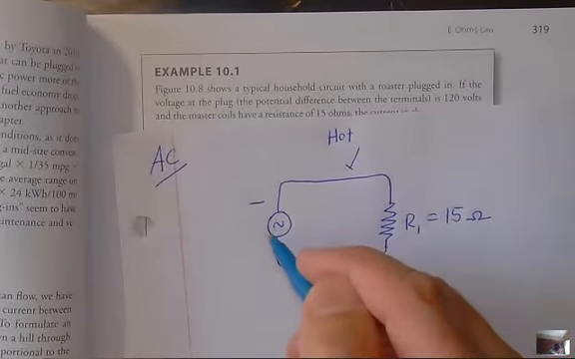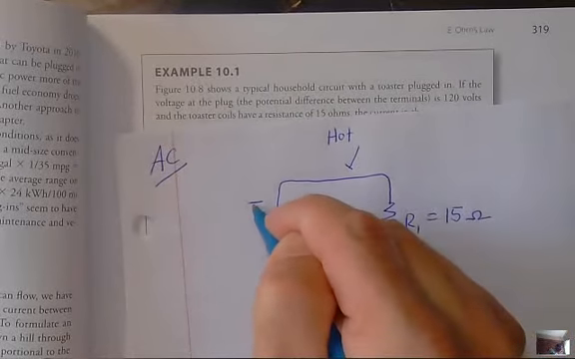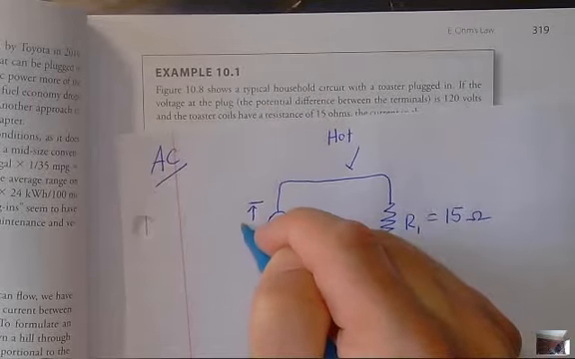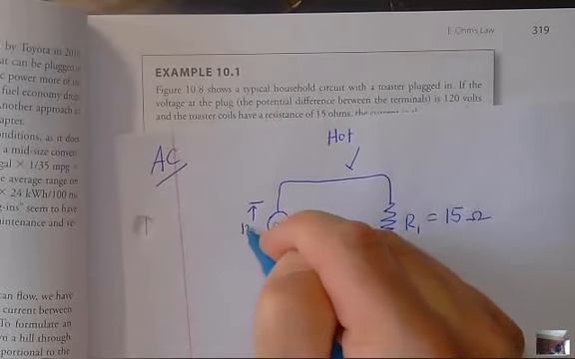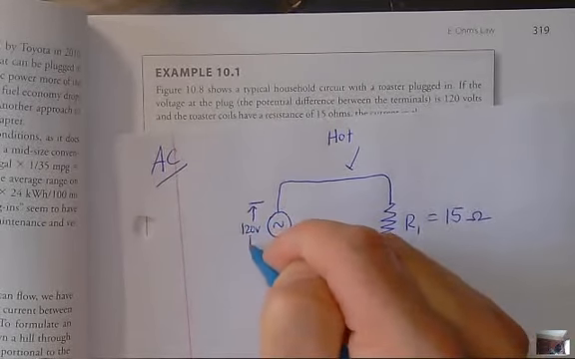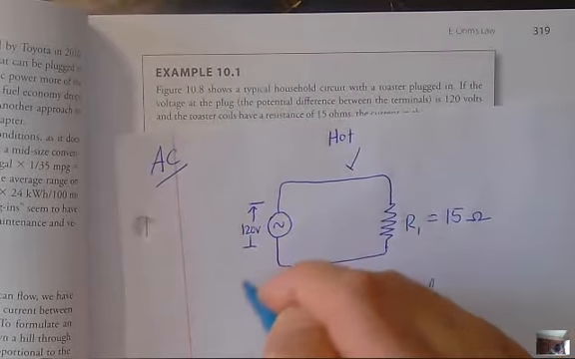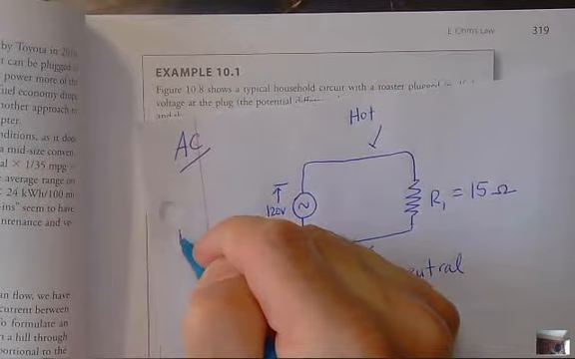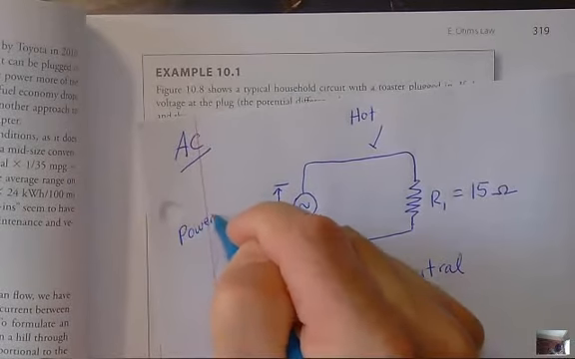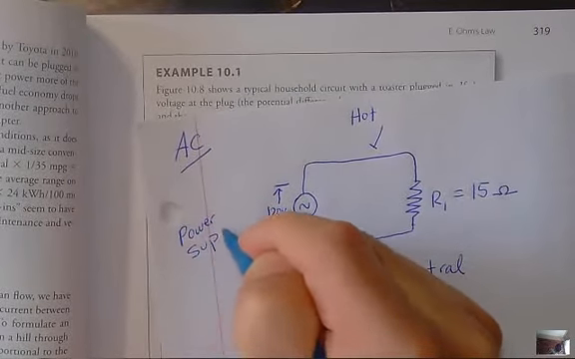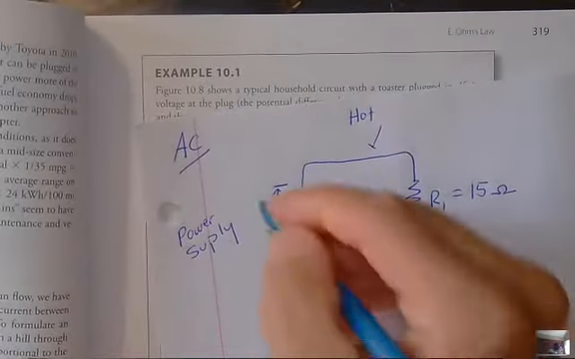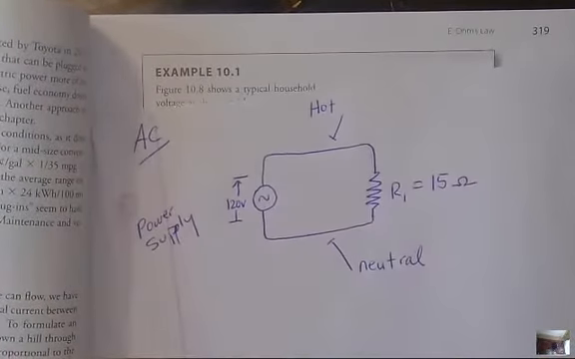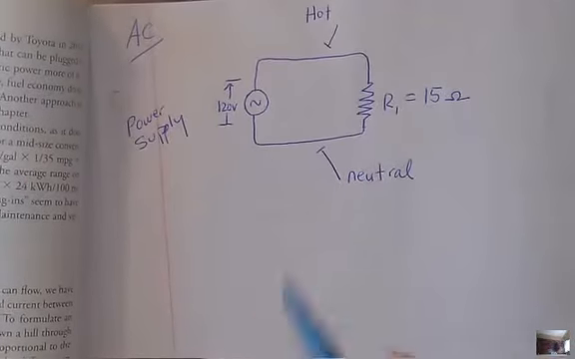And this AC power supply has a potential difference where this side compared to this side is at 120 volts higher than that side. So what is this thing called over here? This is the AC power supply. Good. All right, so what do we have?